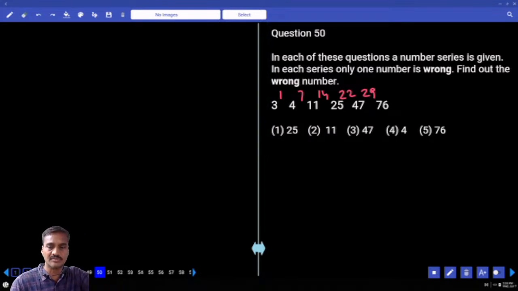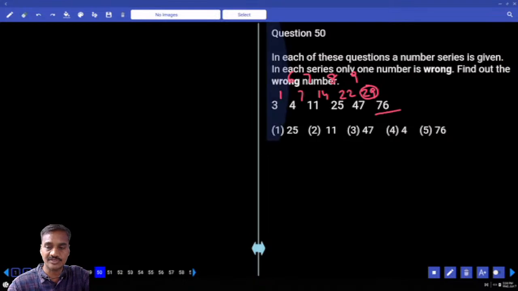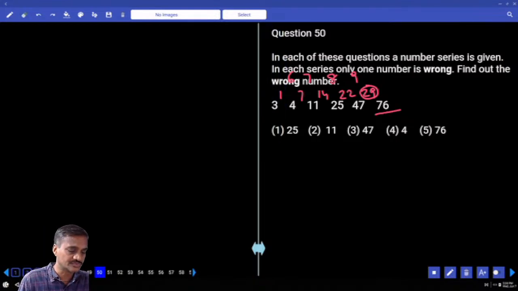What is the difference we have? 1 and 7 the difference is 6. Now here the difference is 7. Now here the difference is 8. Next one must be 9. 22 plus 9, 31 should be added. And so what is the wrong number? 76, choice fine.